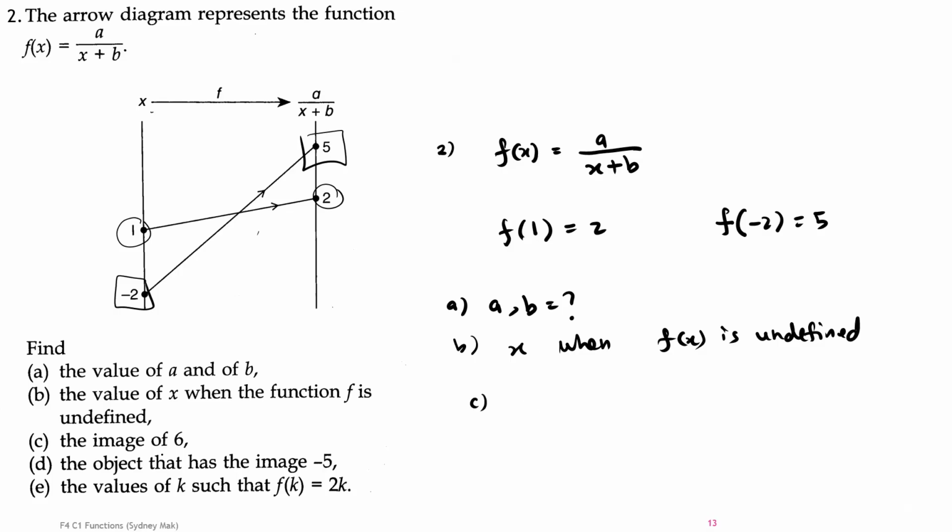See the image of x. So if this is the image, that means x, this must be the object. So when x equals to 6, you are looking for the image. Right? The object that has the image, that means your f(x) is -5.